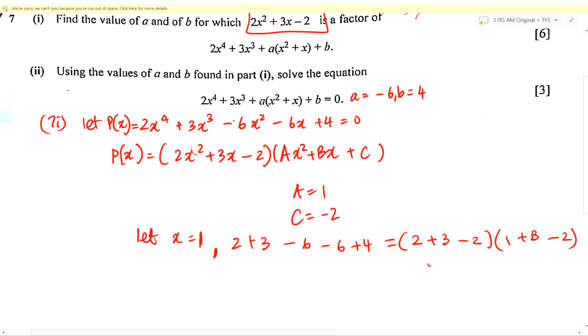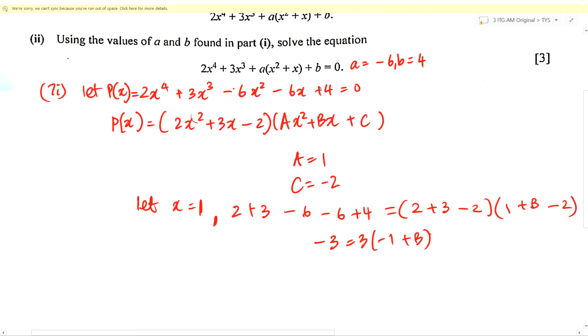So solve this. 5 minus 6 is negative 1, negative 7, plus 4, negative 3. 5 minus 2 is 3. Here we have 1 minus 2 is negative 1, plus b. Divided by 3 on both sides, negative 1 equals negative 1 plus b. Now b equals 0. Oh yeah, b equals 0.